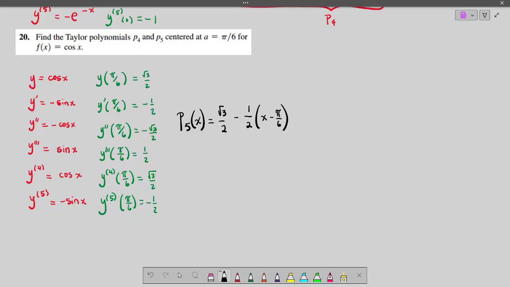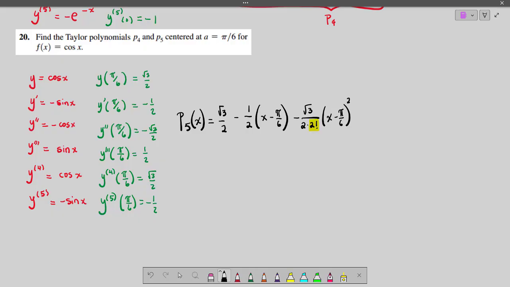So then minus root 3 over 2. But we're going to have to divide by 2 factorial here, so I'm going to put a 2 factorial in there. And then x minus pi divided by 6 quantity squared. So that's p sub 2. And so here's where we first start seeing this extra factor there. So now we have p sub 2.